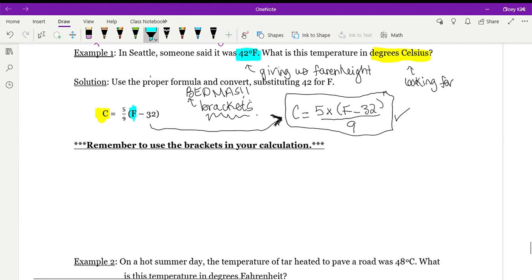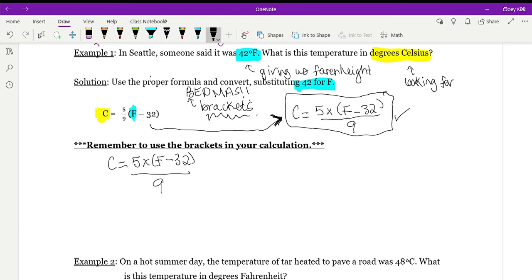Okay, good. 42 degrees Fahrenheit, that's what we're going to have to substitute in. So we're going to write out our formula. Degrees Celsius is equal to, I'm going to do it the way I like to do it, but again, do it however you like, 5 times (F minus 32) divided by 9, that's what that means.